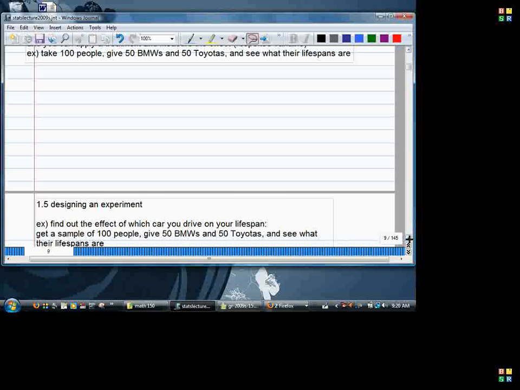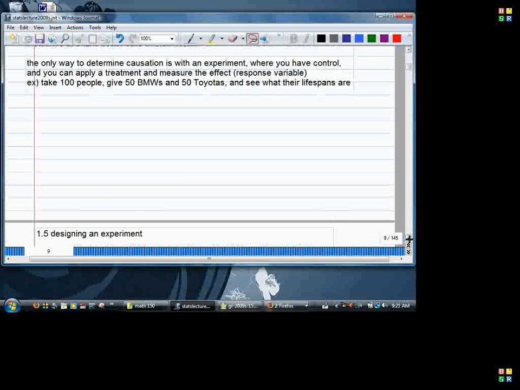So let's go with this. Designing an experiment. We've already talked about the basics of what's an experiment versus what's an observation. Now we're going to dissect how you design an experiment a little more closely. In order to carry through this, let's talk about an example. Let's pick up with the example that we ended last time with.